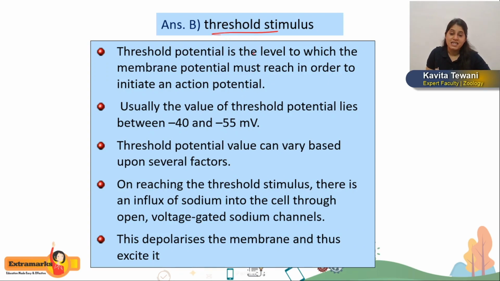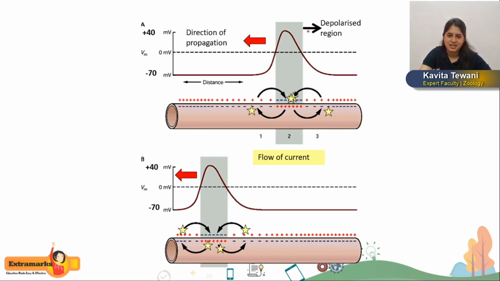Threshold stimulus. It is the level to which the membrane potential must reach in order to initiate, begin an action potential. Minus 40 to minus 55 millivolt minimum value. It depends on different factors, but minimum strength should be there. On reaching the threshold stimulus, there is influx of sodium, and again the same process will go on and lead to excited state.